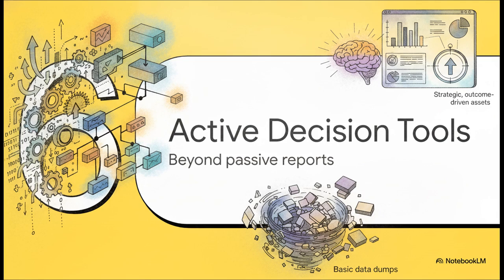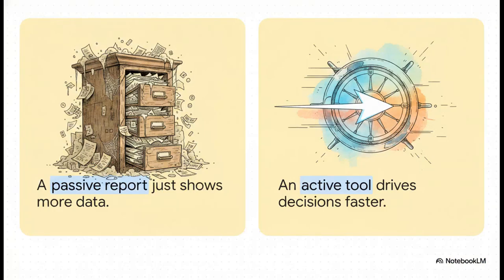Finally, Section 6, Active Decision Tools, moving beyond passive report generation. This is about the final transformation, moving from basic data dumps to strategic, outcome-driven assets. We have to contrast a passive report against an active decision tool. A passive report just generates and throws more data at you. It's just a snapshot. But an active decision tool, that is designed specifically to help the right person make the right decision faster, with data they can completely trust. The true value of a dashboard lies in accelerating user decision speed, not in increasing data volume.